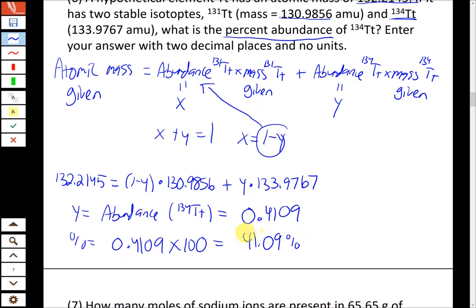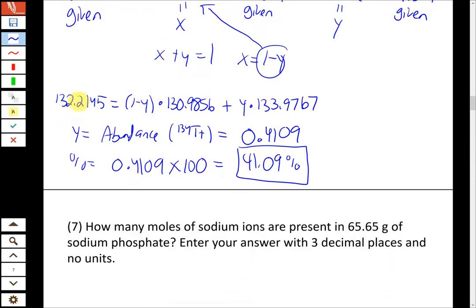41.09%. So that means if you have a naturally occurring sample of this fake element, 41.09% of the atoms will have the mass number of 134, and the rest would be the 131 isotope. Okay, so that's how we do it. It's really just this one equation here, and just figure out what you're trying to solve for, essentially. And sometimes you have to combine it with a second equation if both of your abundances are unknown, as they were here. Okay, questions? All right.